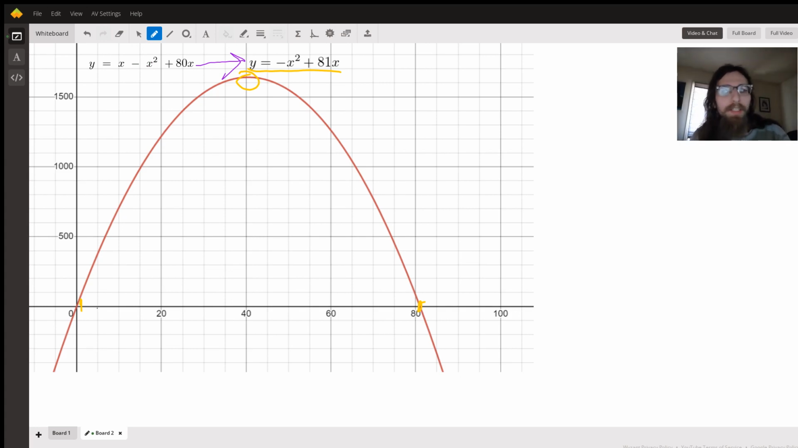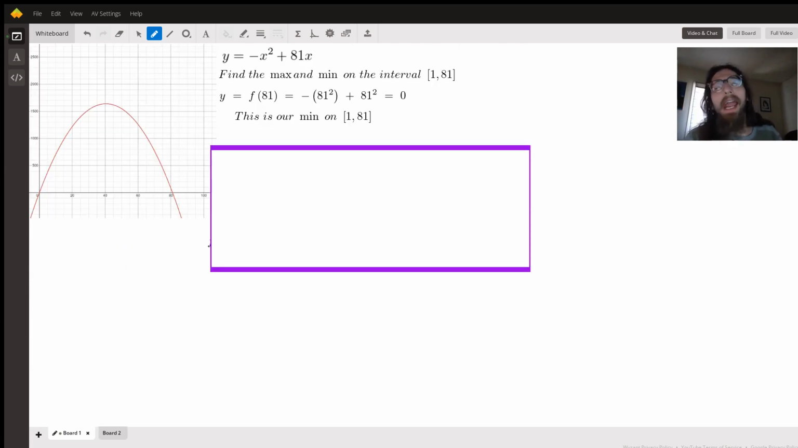The easier one is the minimum. Because right here, if we look at x equals 1, we can see that's not quite 0. But 81 right over here, that's actually very close to 0. And we can tell just from visual inspection, that is the minimum. So we know that our graph is minimized, or our function is minimized at x equals 81 on this interval.